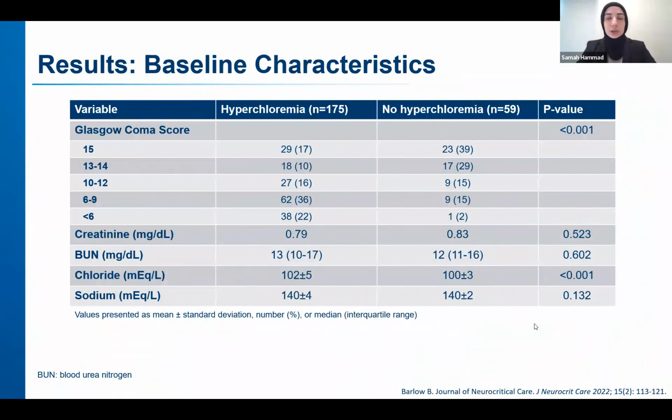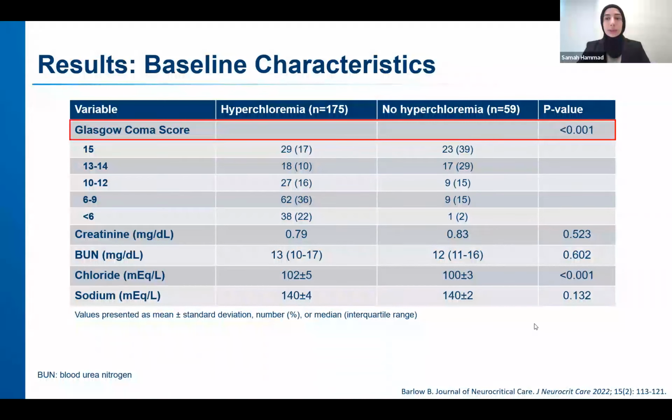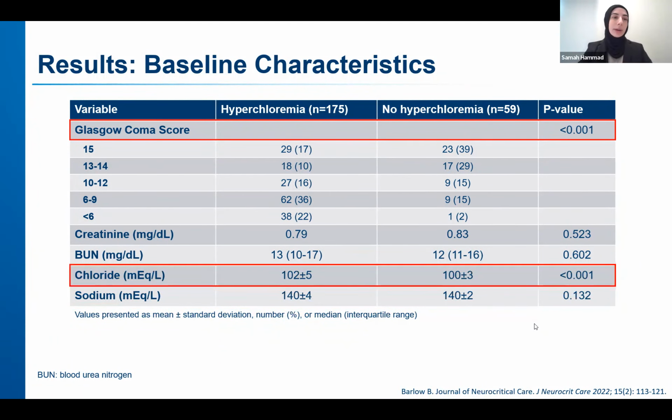These are some additional baseline characteristics that investigators presented, and these values are at admission. So of note, we can see that the hyperchloremia group had more patients with a higher GCS, with a lower GCS, and then slightly higher chloride levels at admission. However, you can see that there was similar renal function and sodium levels at baseline.